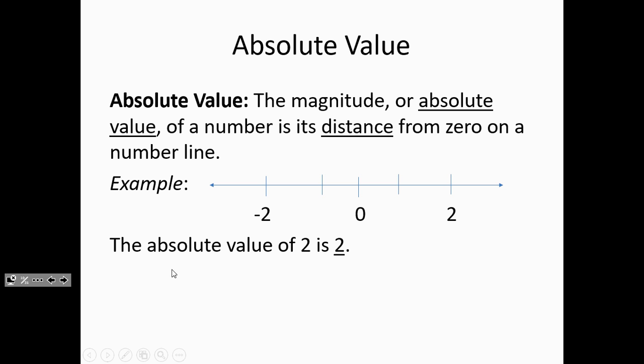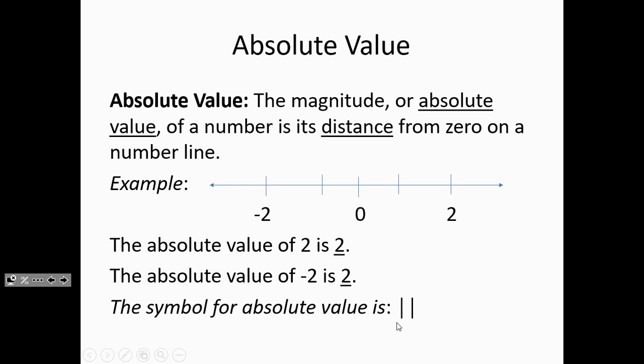Again, it doesn't matter what direction it's going. And in the same way, the absolute value of negative 2 is 2. Okay, why is that? Well, negative 2 is how far away from 0? It's 2 places from 0. So even though it's on the other side of 0, it's still just 2 places from 0. Notice it's not negative 2 away, because it's magnitude. We don't worry about positive or negative. We just worry about how far it is. It's an amount.